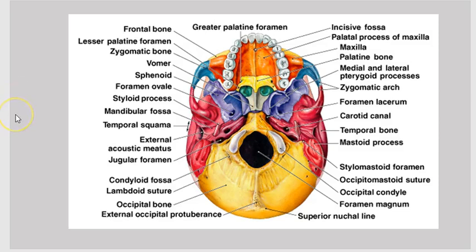So looking here, I think this stylized picture is a little bit easier to see stuff. So here you can see that external occipital protuberance, your big hole, your foramen magnum, also your occipital condyles.